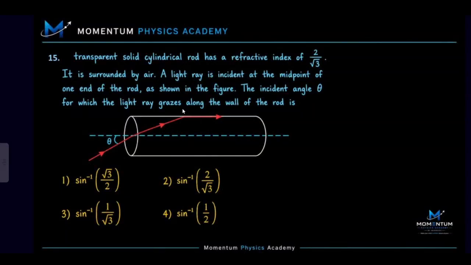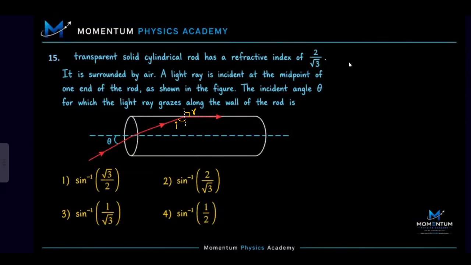So here at this location the light ray is incident. If we call this angle the angle of incidence, this is I, and here this is the angle of refraction. The angle of refraction is 90 degrees. So we can apply Snell's law here.